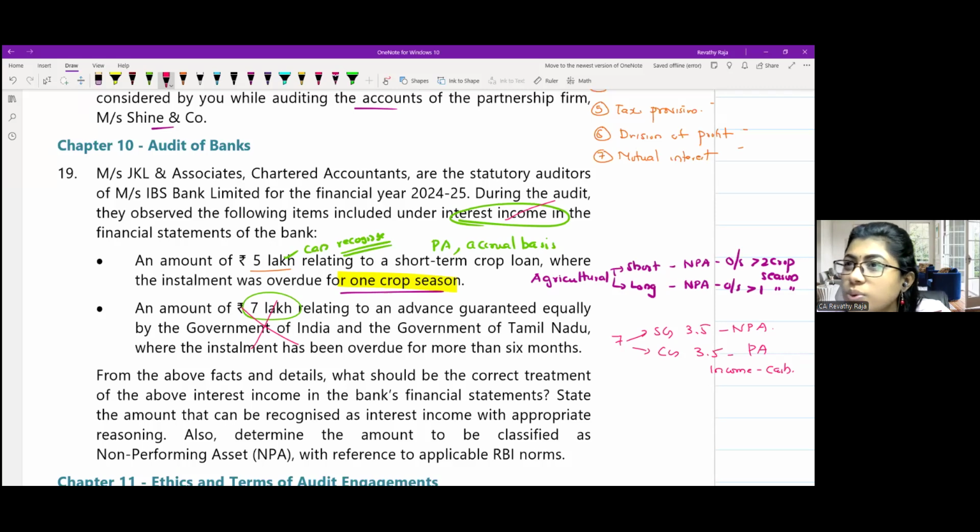Can you reply? So how much income will you recognize? Income to be recognized is only 5 lakh. See, Jagan, even though guarantee is given by central government, do you say performing or non-performing? Since it is guaranteed by central government, asset is performing. But income will be recognized only on cash basis. That's RBI norms.